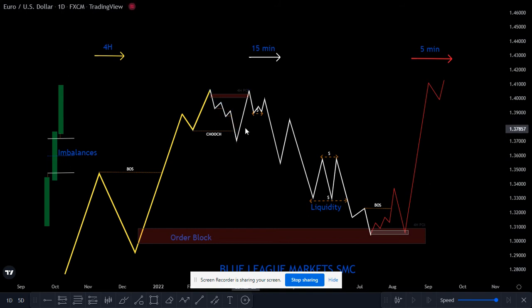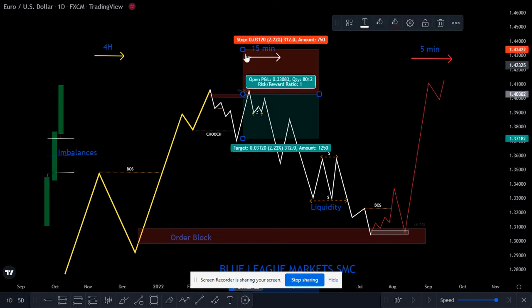Then after this change of structure, it will go back and take orders from your imbalances which happened when the market starts moving down. You're not supposed to take any trades here, because taking trades here would be very, very dangerous, because the market will sweep all this liquidity in order to move down. So if you wanted to trade this going down, we're supposed to take a trade in that POI, which is here.